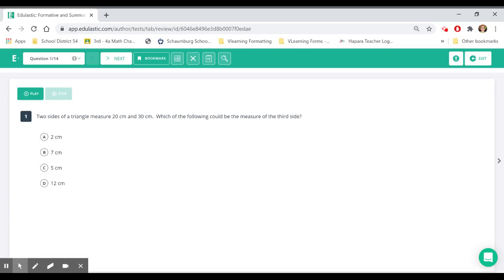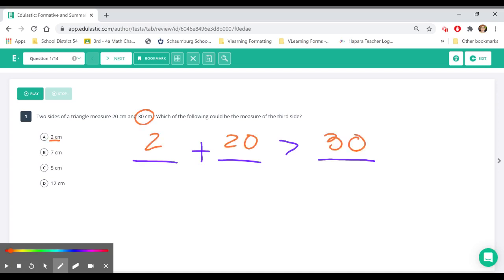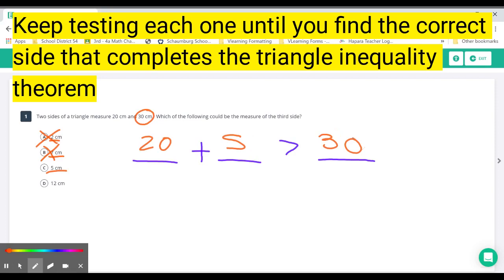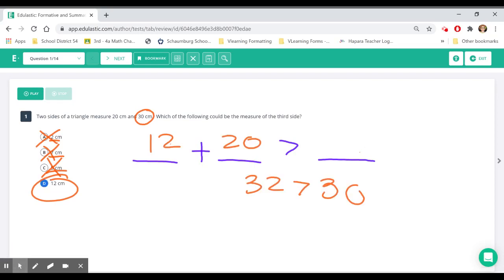Question 1. Two sides of a triangle measure 20 centimeters and 30 centimeters. Which of the following could be the measure of the third? Always use this template and assign your biggest side. So if I'm choosing 2, my biggest side is 30. 22 is not greater than 30, so 2 is not an option. Trying the next one, 7, still 30 is the greatest side. 27 is not greater than 30, so this is not an option. D is our third and only possible side.